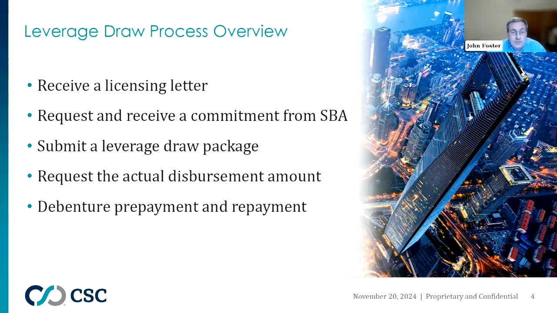The SBA will then respond with a letter telling you what has been approved for you to draw down. Now you finally get to step 4. And step 4 is submitting a request to actually get the cash dispersed to you. So today we'll focus on steps 2, 3, and 4.